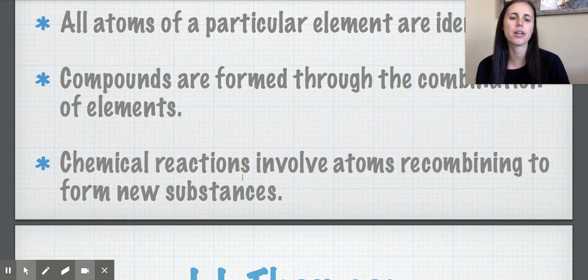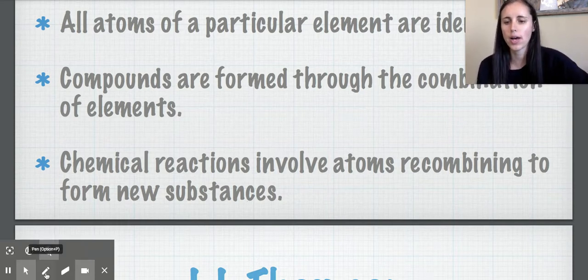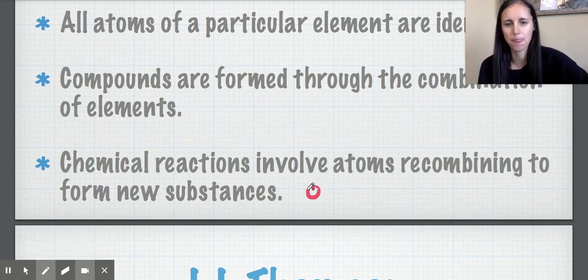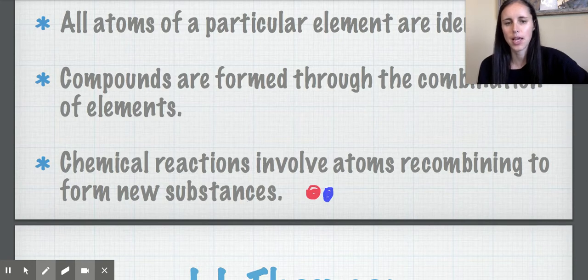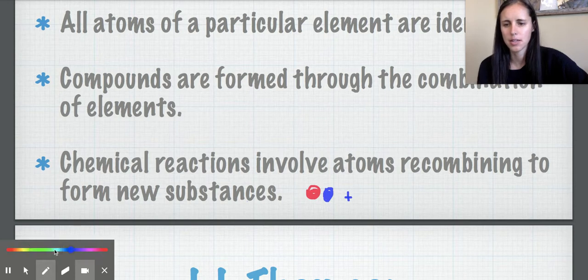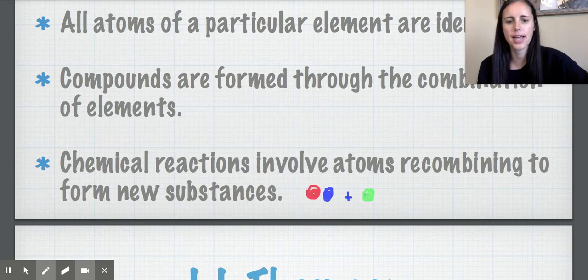Chemical reactions are going to involve the recombinations to form new substances. So again, let's go back to our example where we have our carbon and we have our oxygen. And let's introduce a third party. Let's introduce a sulfur. So he said that a chemical reaction is going to form when you take these elements and you actually recombine them.